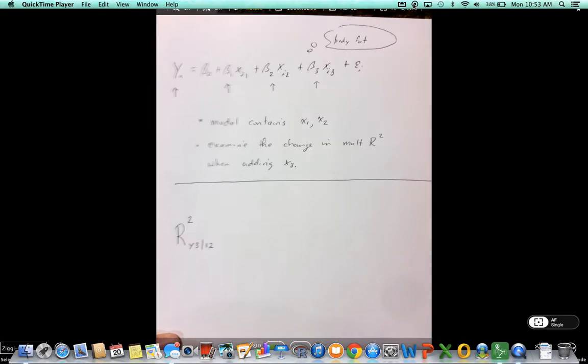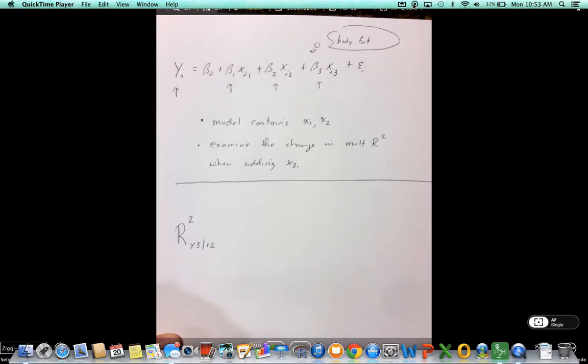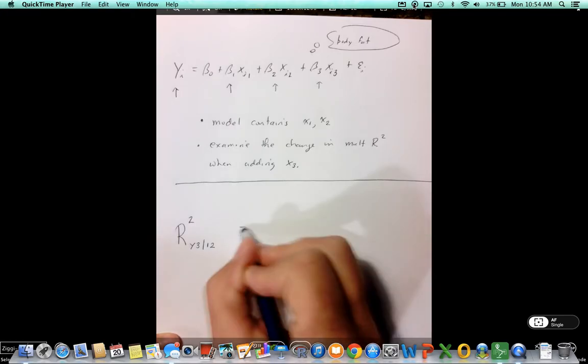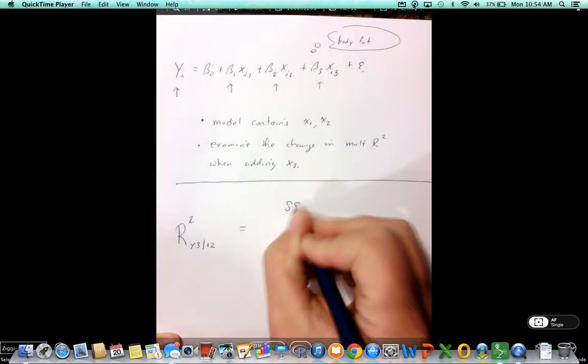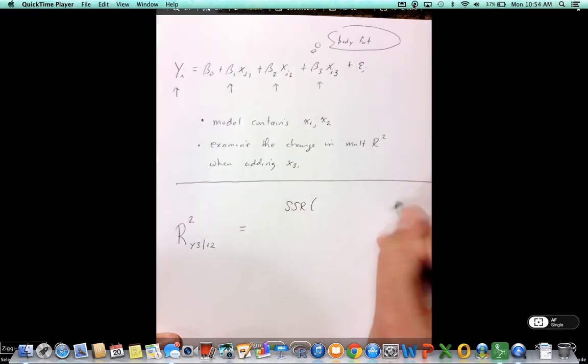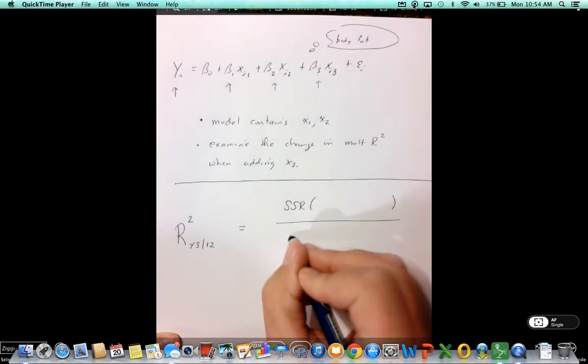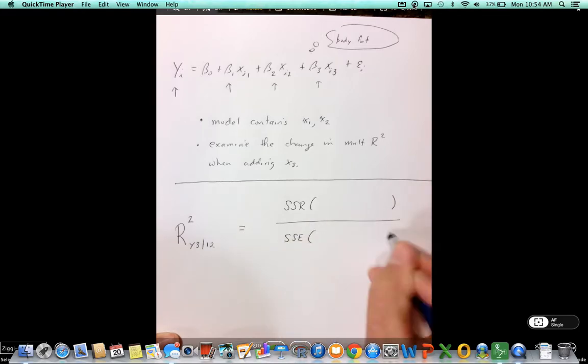So this is the way that we talk about looking at the coefficient of partial determination, given variables 1 and 2 already in the model, and the addition of variable 3. Now you should know that it's going to be the ratio of the sum of squares error, sum of squares regression, over the sum of squares error. I'm going to pause here and I want you to think, what's going to go where? Guys, what's going to go in the parentheses for the sum of squares regression? What's going to go in the parentheses for the sum of squares error?